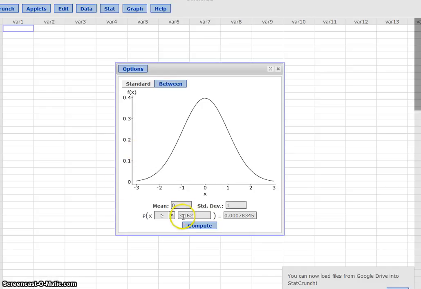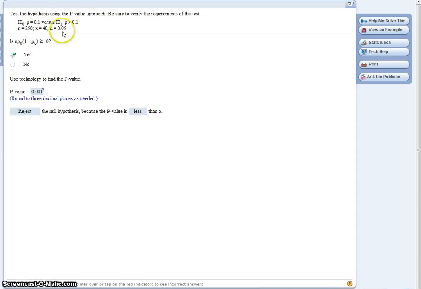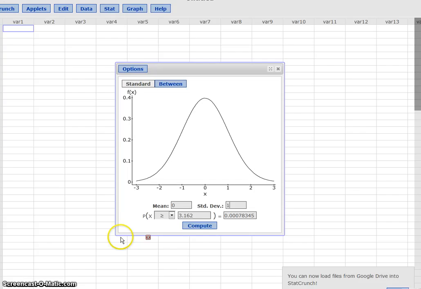Basically you just want to put the 3.162 in here, so you can just leave the mean and the standard deviation as 1. And then just make sure that your arrow is going in the same direction as the arrow in the problem. So since your arrow is going to the right here, and then again you can look up this z-value in a table, but since you asked about StatCrunch, this is where you put your z-score, and this will give you the corresponding areas.